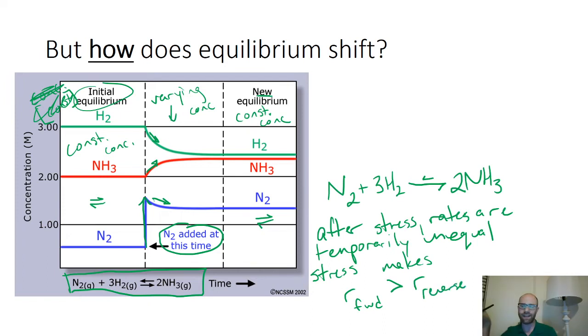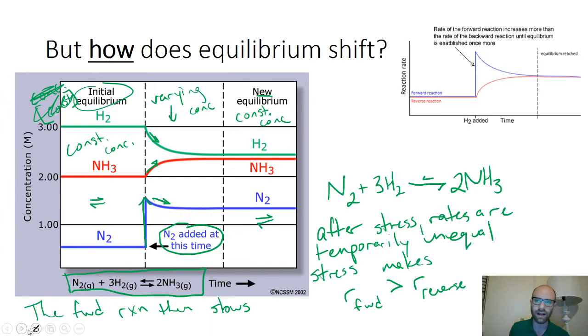While that's happening, in response, you're decreasing your nitrogen and your hydrogen. As soon as you start using up your reactant, the forward reaction will start to slow down again. And then as soon as you start making more NH3, the reverse reaction starts to speed up again. And so what ends up happening is I feel like they're going to meet in the middle. It's just that they'll meet in a new middle than they were at before.